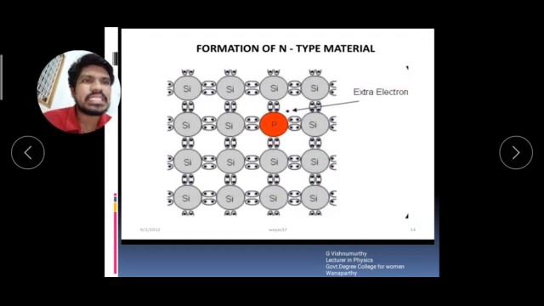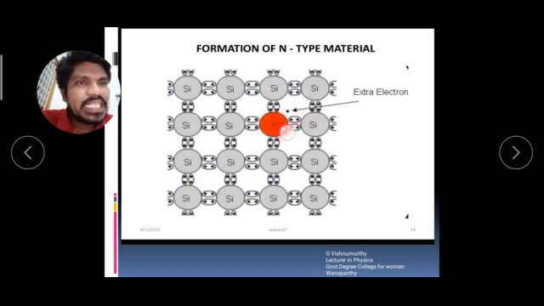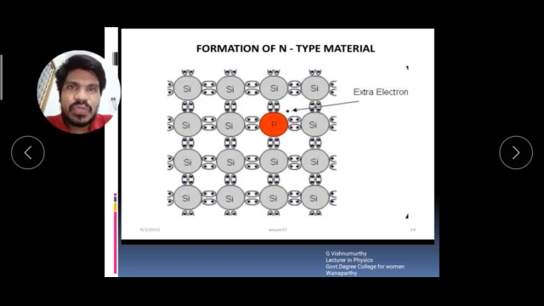One slide is missing there. How to form N type of material? When we add pentavalent impurities to the intrinsic semiconductor, then we get the N type of material. For example, here you see phosphorus, which is a fifth group or pentavalent element. When we add this pentavalent element to the intrinsic semiconductor, then we get the N type of material.